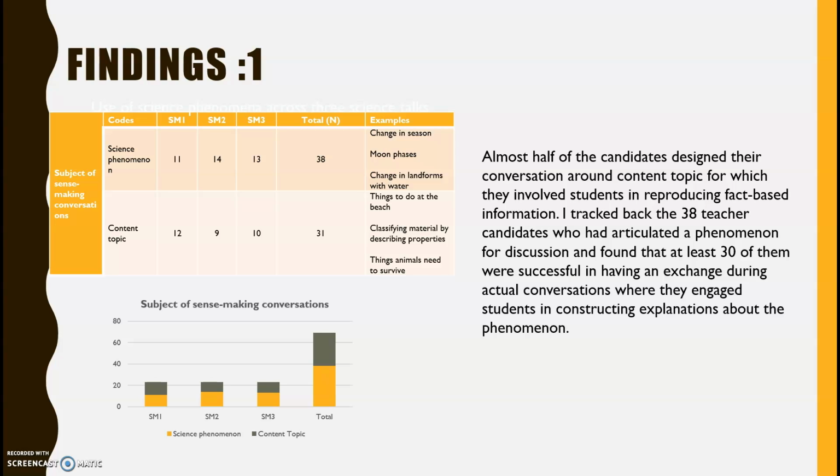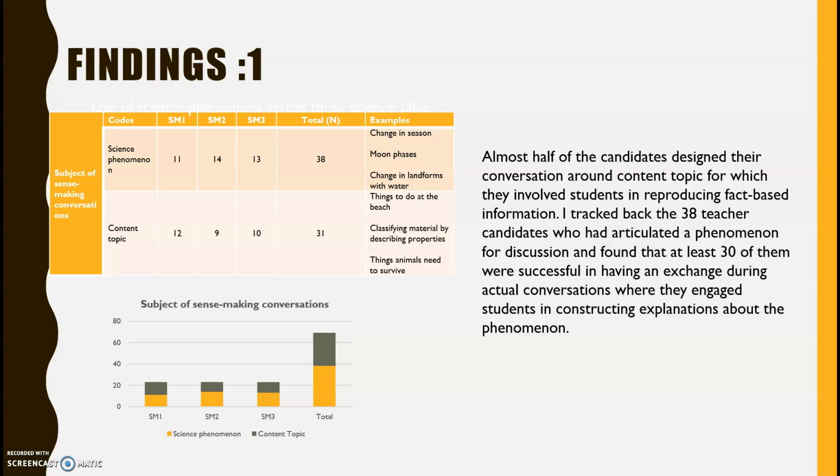So change in seasons, moon phases, change in landforms with water, they exemplified phenomena. Whereas a list of things that animals need to survive, things to do at the beach, there were topics like these which were not translated into an actual process of phenomena. So that was only a little bit more than 50% of the students who were able to use these science phenomena.